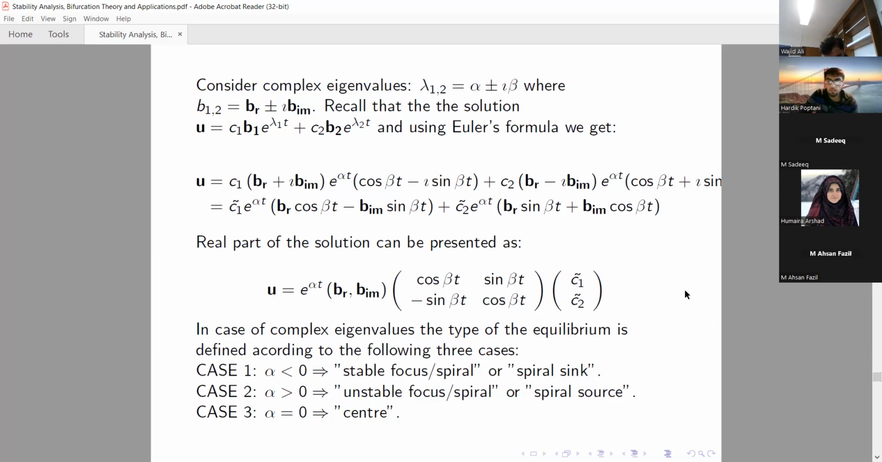So in case of complex eigenvalues, the equilibrium is defined according to 3 cases. If alpha right here is less than 0, it's a stable focus or spiral sink. Greater than 0, unstable or spiral source. And if it's equal to 0, it's a center.